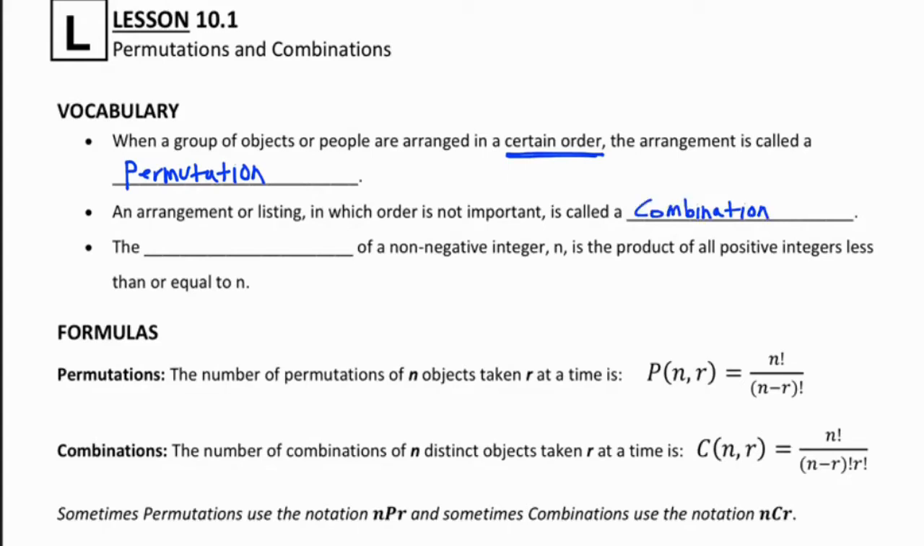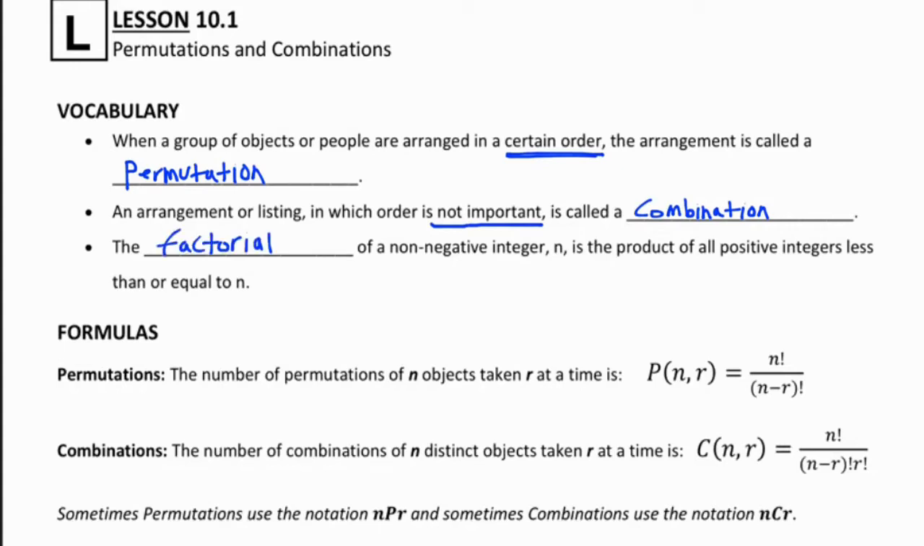So the next definition that we have is an arrangement or listing in which the order does not matter. It is not important, is called a combination. So make sure you remember permutation, the order does matter. Combination, the order does not matter.